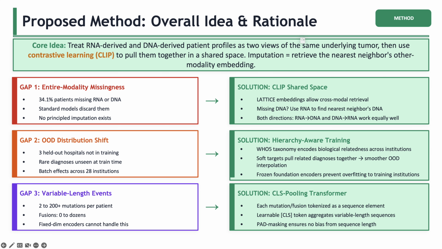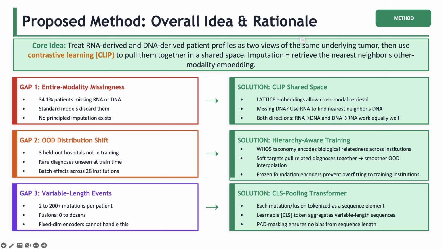So how do they actually solve it? The core idea, and this is actually the highlighted box at the top, is elegantly simple. Treat RNA and DNA as two different views of the same tumor. If you are studying a patient's cancer, you could look at it through an RNA lens, what genes are being expressed, what fusions are happening, or through the DNA lens, what mutations are present, what genes are altered. Both views describe the same underlying biology, so pull them together with contrastive learning, and you get a shared space where RNA and DNA embeddings of the same patient land near each other.